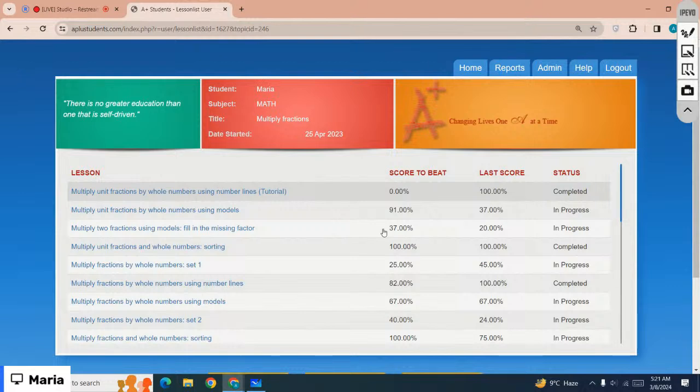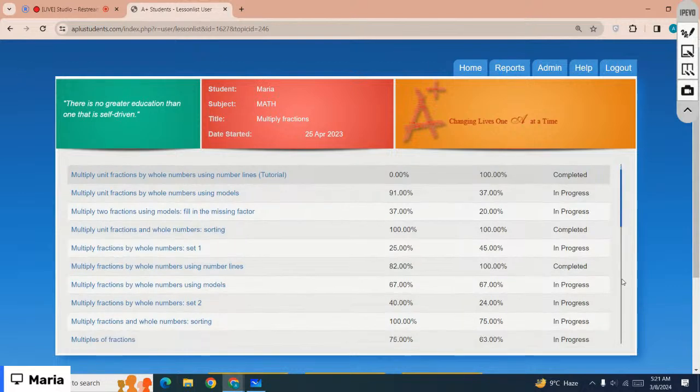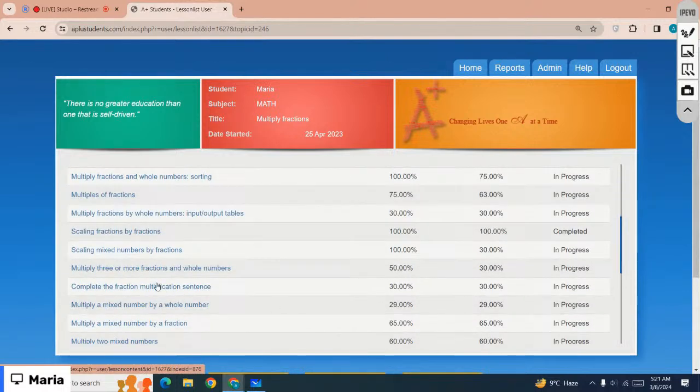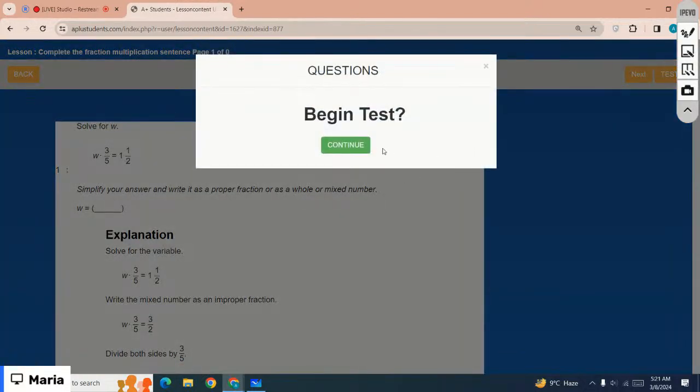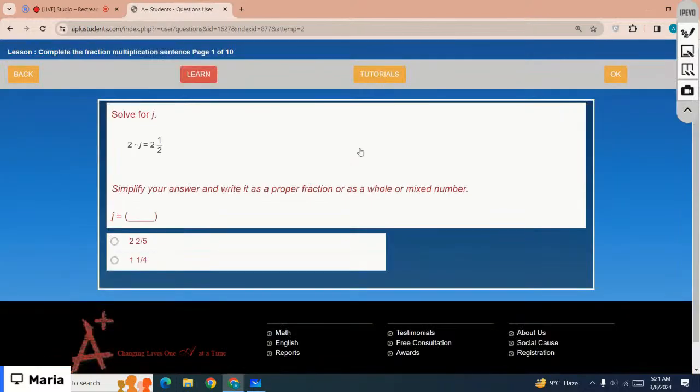Okay, the next lesson is to complete the fraction multiplication sentences. Let's just start with the test questions. Okay, so the first one is 2 times j equals 2 whole 1 over 2, right? You have to solve this for j. You need to calculate the value of j, right?